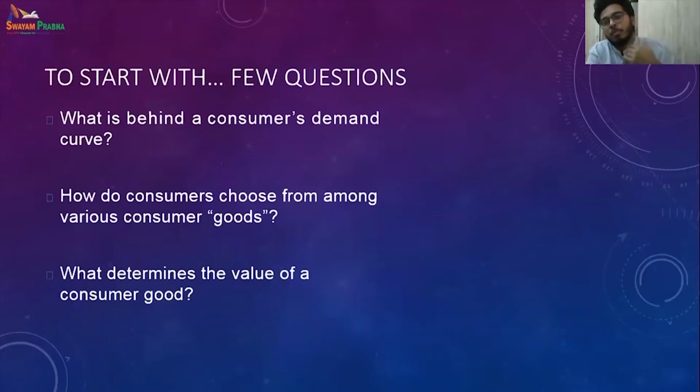Now, when we discuss consumer behavior, we basically try to answer some basic fundamental questions. And which are those fundamental questions? Number one is, what is behind a consumer's demand curve? What determines a consumer's demand, and what does a consumer's demand curve look like?